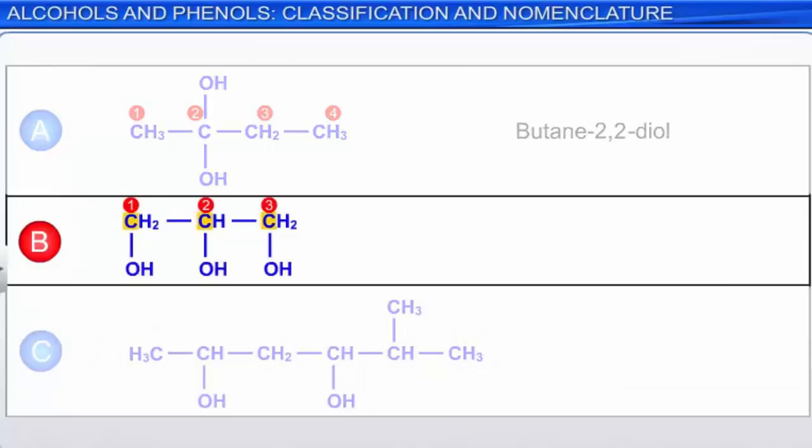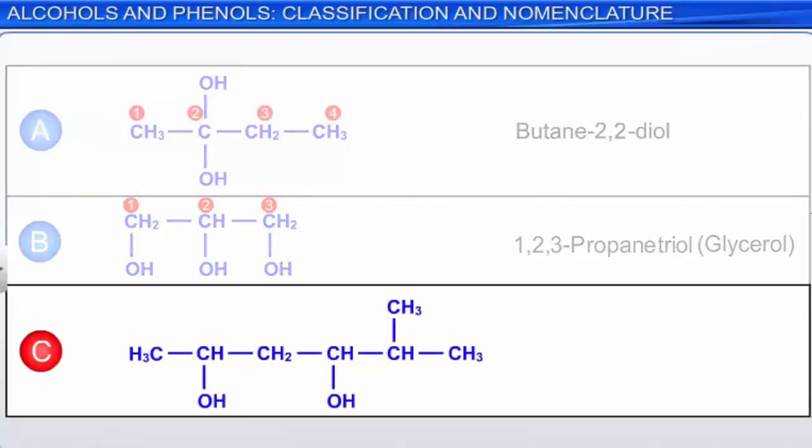Molecule B has a 3-carbon chain with 1 hydroxyl group on each carbon. Its IUPAC name is 1,2,3-propane triol, and the common name is glycerol. Molecule C has a carbon backbone containing 6 carbon atoms. Counting from the right, there are hydroxyl groups at carbons 2 and 4, and a methyl group at carbon 5. It is 5-methyl-2,4-hexane-diol.